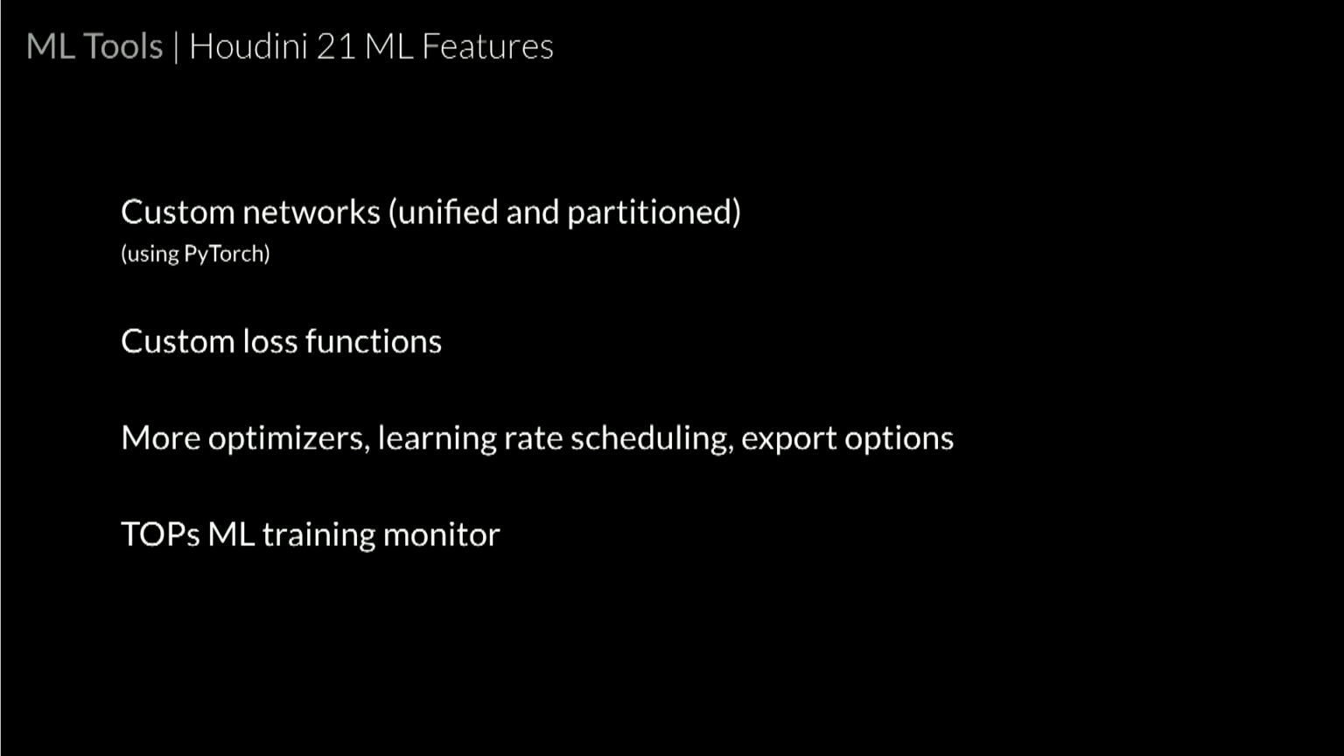A few things that were added in Houdini 21 that make this possible are support for custom network scripts that allow for different architectures using PyTorch, custom loss functions, more optimizers, learning rate scheduling, but we will get into all of the ML stuff later. Also, there is a new TOPS ML training monitor that lets you look at your loss progression while you're working on your model.